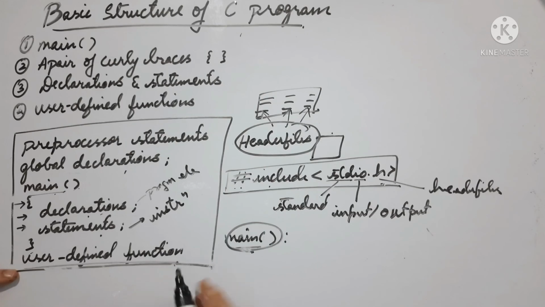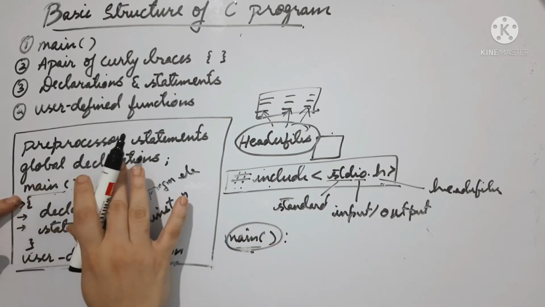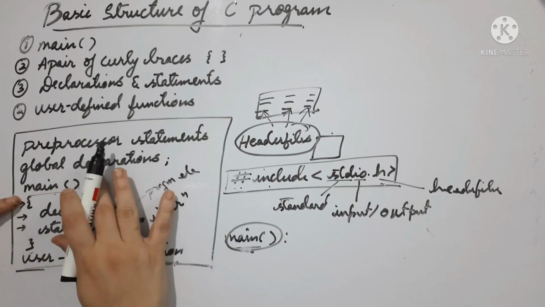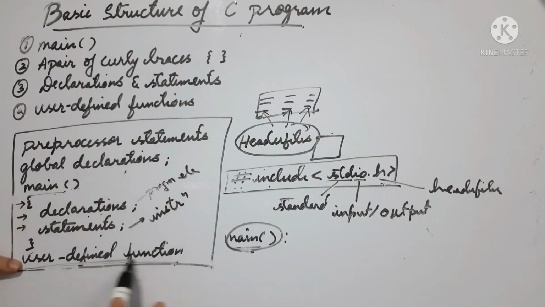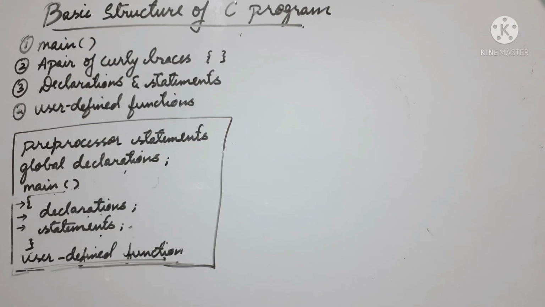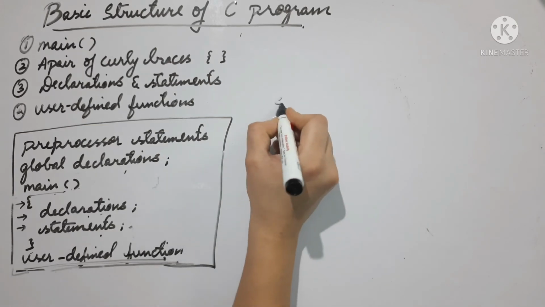User defined means we are defining certain functions. The main function is present compulsorily because execution will start from it. Apart from main, we will be using certain user defined functions. That means we are defining those functions or tasks we give to the C program to solve. Now let us see a sample C program.